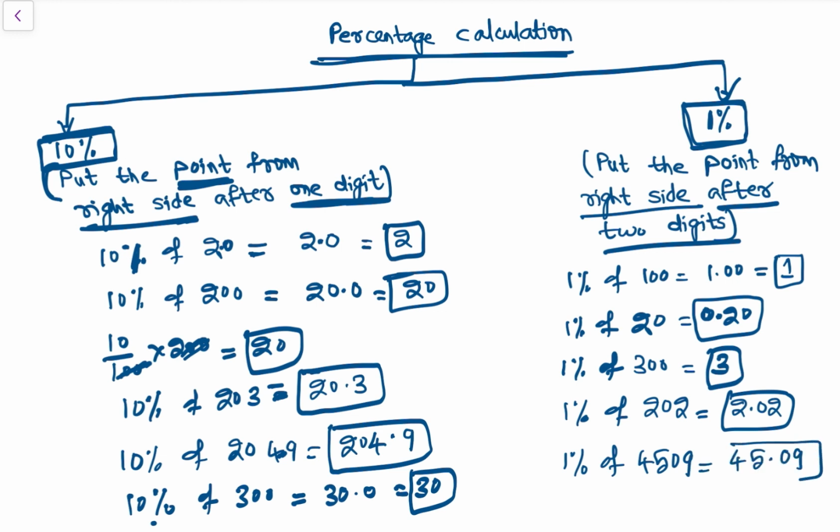45.09, 45.09. 2 digits के बाद from the right side 0 लगाना है, ठीक है. So that's how we can calculate 10% and 1%. Now if we know how to calculate 10% and 1%, ठीक है, then we can calculate any other number का percentage. So let's look at this, ठीक है.